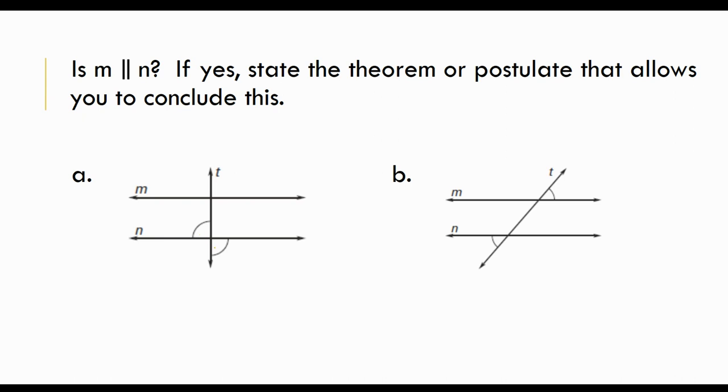Notice that these two angles, these are vertical angles. They share the same vertex and they're directly across from each other. That's why they're congruent.